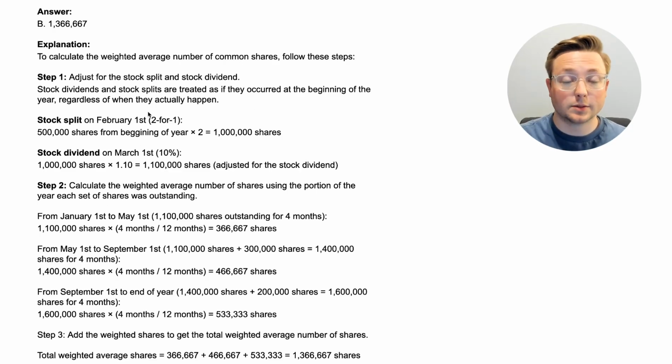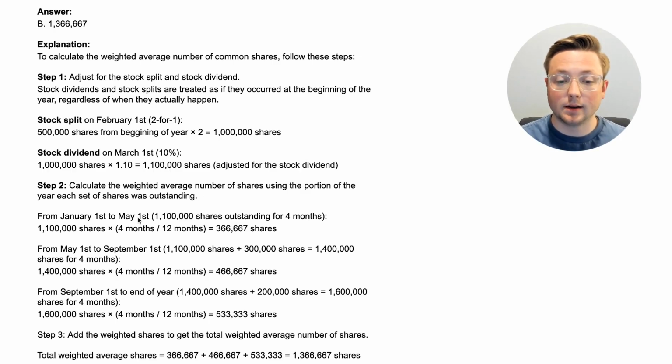Stock dividends or stock splits, hopefully you won't see them too often mixed together like this, but I just wanted to show you both of them at the same time. They are treated as if they happened at the beginning of the year, specifically when you are trying to figure out the weighted average common shares for the year. So now that we have that, 1,100,000 shares at the beginning of the year, that's what we're considering happened at the beginning of the year.